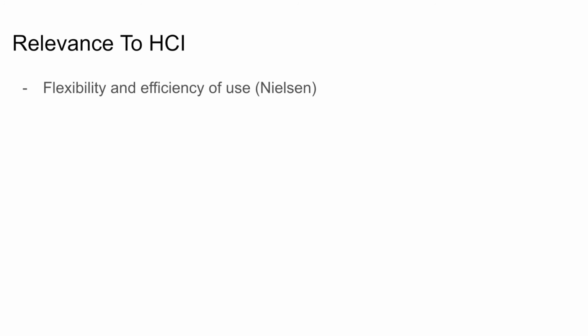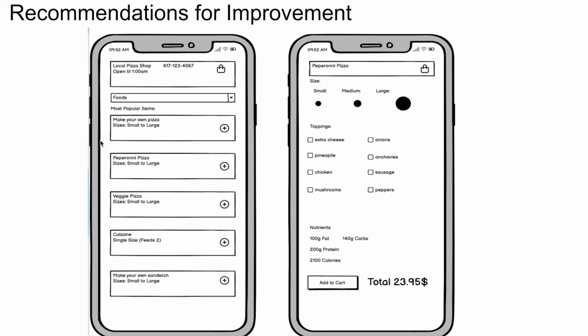And the relevance to HCI with the Grubhub menu and the individual selector, I'd like to increase the flexibility and efficiency of use for when you're ordering a particular item.